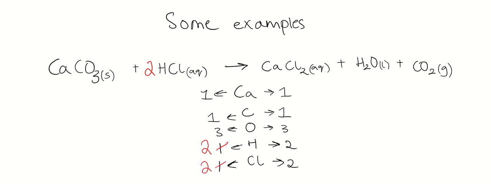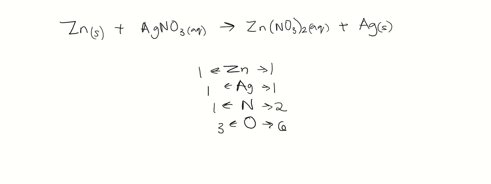on the reactant side. In our last example, we are going to be looking at zinc reacting with silver nitrate to form zinc nitrate and silver. This reaction is a displacement reaction, and we can see that there is 1 atom of zinc on the reactants and the product side, 1 atom of silver on the reactants and the product side, 1 atom of nitrogen on the reactant side and 2 atoms of nitrogen on the product side, and 3 atoms of oxygen on the reactant side and 6 atoms of oxygen on the product side.